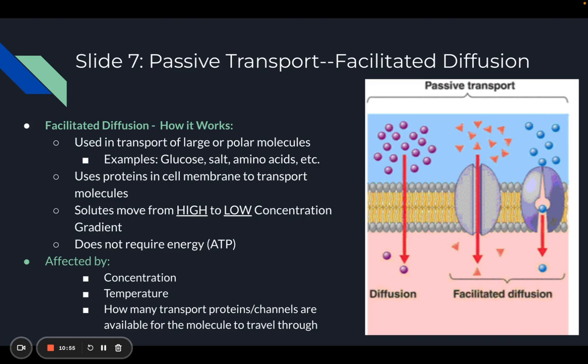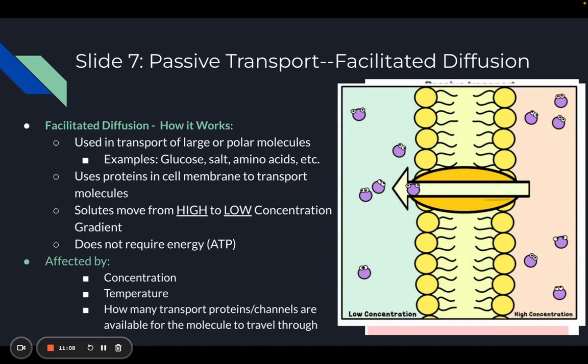What this type of diffusion is going to be affected by is concentration and temperature, but it is also limited by the number of transport proteins or channels that are available for these molecules to travel through. You can see this structure where you have a protein channel and your solute traveling from an area of high concentration to low concentration without the requirement of energy or ATP.